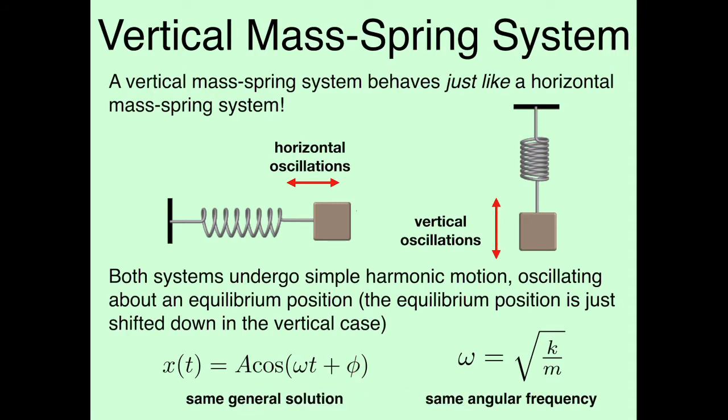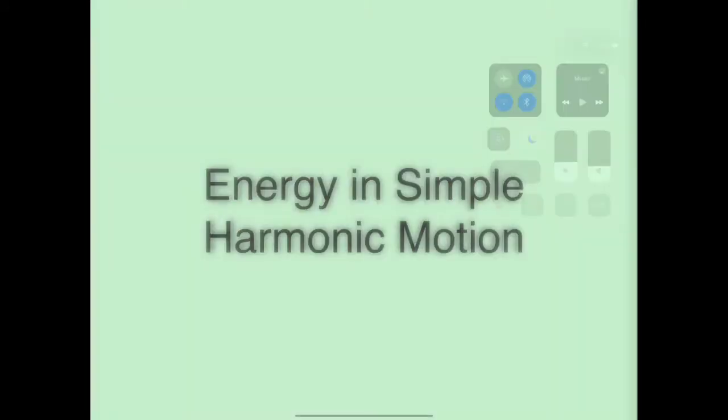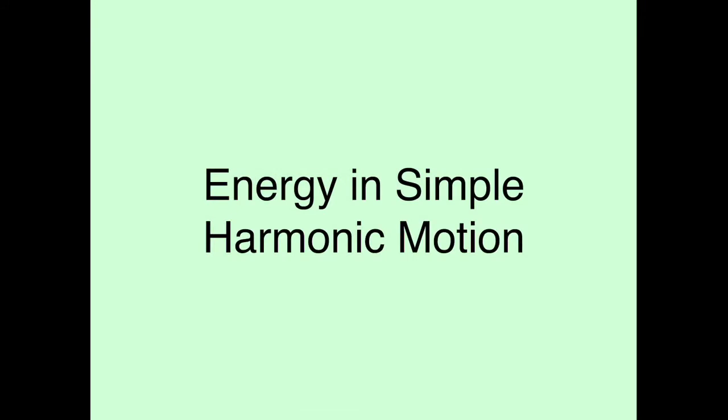And in both cases, omega, the angular frequency, is simply given by the square root of k over m. Okay, so from here on out, we can treat these two situations as essentially the same thing. Okay, so next, let's talk about energy in simple harmonic motion.